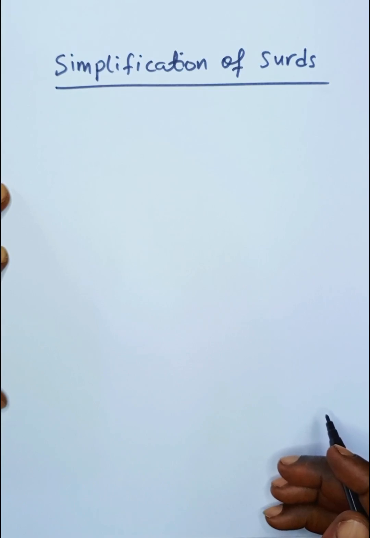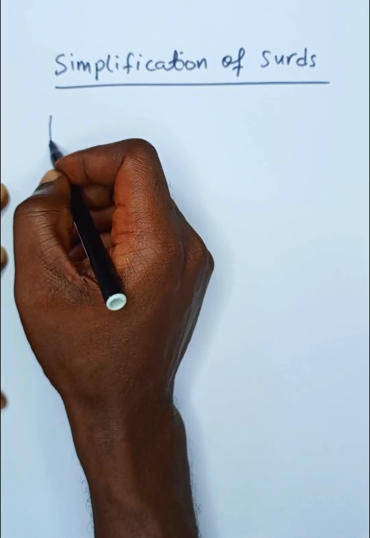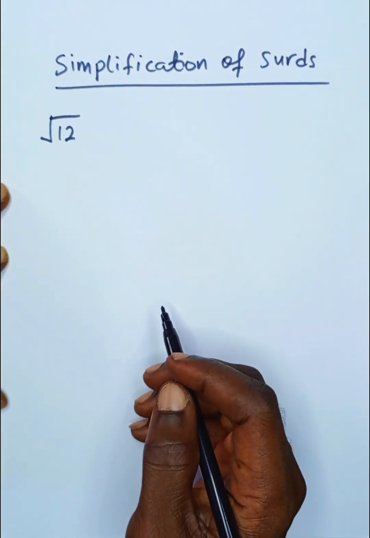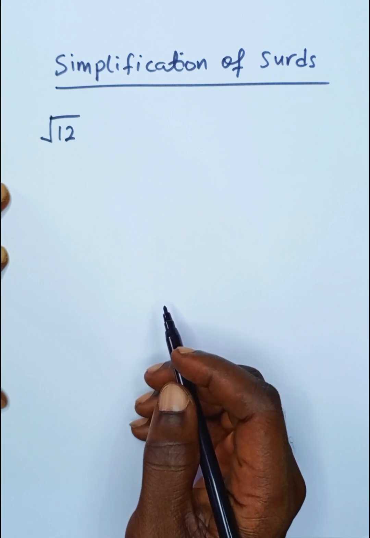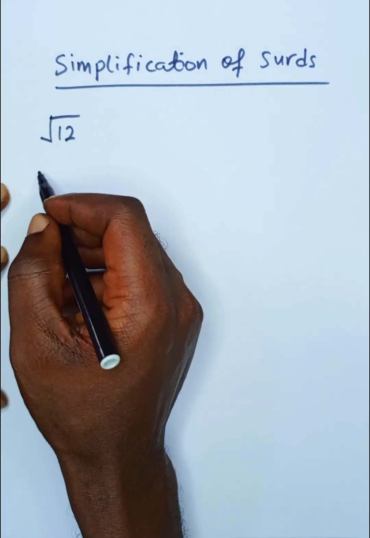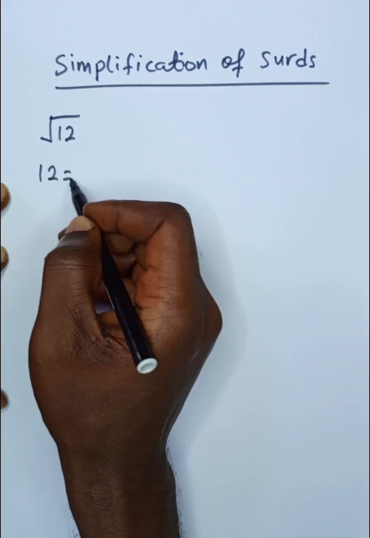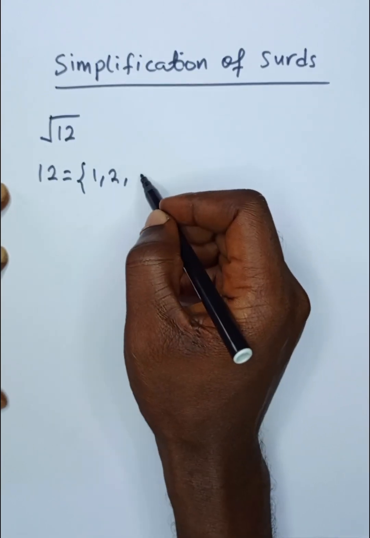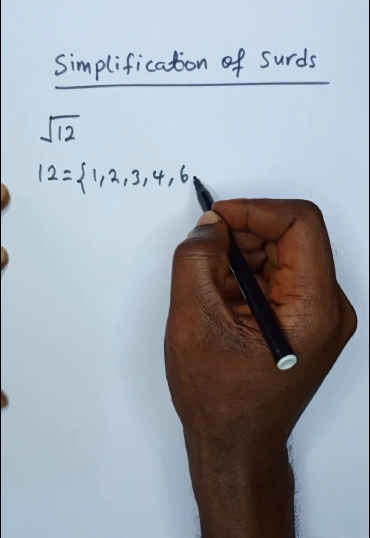Simplification of surds. Let us assume that we want to simplify the surd square root of 12. The first thing that we have to do is to find the factors of 12. So what are the factors of 12? The factors of 12 are 1, 2, 3, 4, 6, and 12.